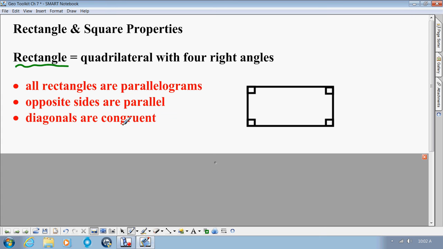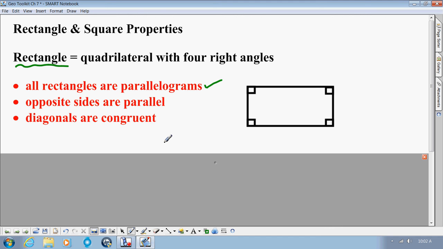A rectangle is a quadrilateral with 4 right angles. So this is a picture of a rectangle, and here's our 4 right angles here. And basically there's a few things you need to know about a rectangle. Number one, if it's a rectangle, it's a parallelogram by definition here. So everything that's true about a parallelogram is true for a rectangle. And so if you were to go back to your toolkit and look at that toolkit entry for parallelogram properties, all those properties are true for rectangles as well.